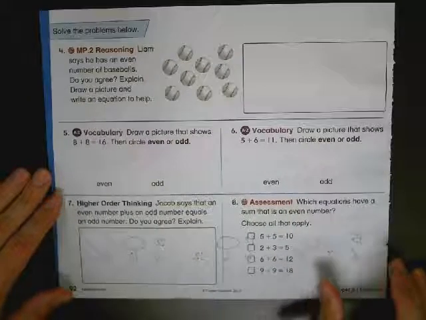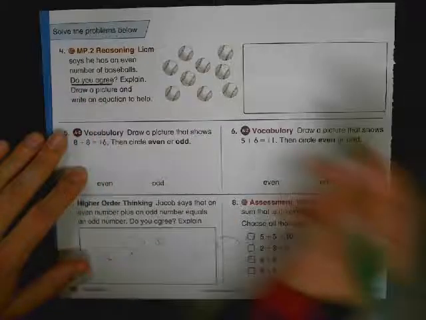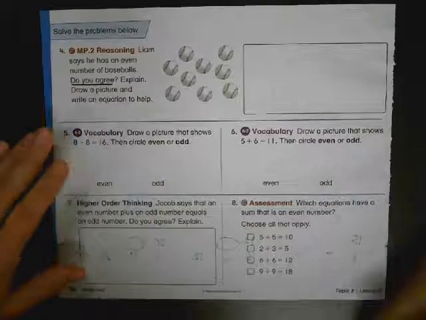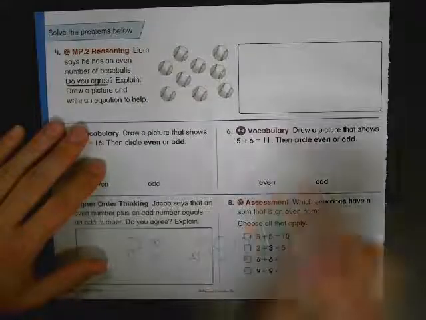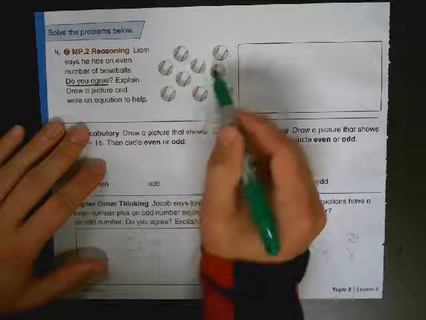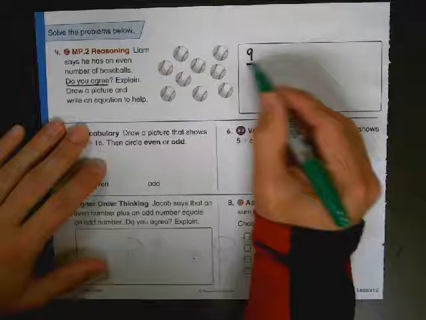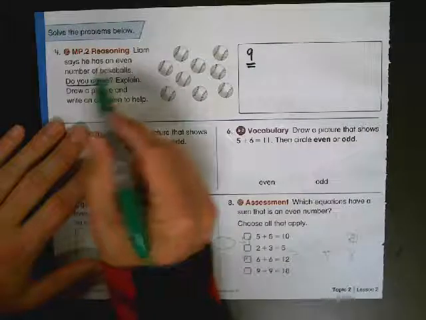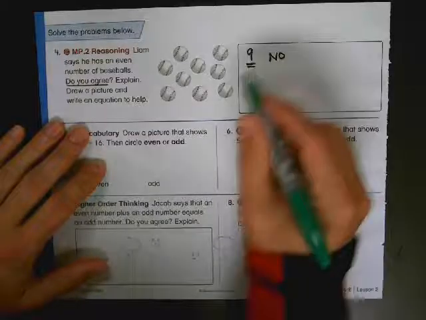All right, reasoning up at the top, it says Liam says he has an even number of baseballs. Do you agree? So when it says, do you agree, that means you're going to write yes or no over here. I practiced this today at school, and your child was practicing this during independent math practice. So, taking a look, 1, 2, 3, 4, 5, 6, 7, 8, 9. We have 9 balls. He says he has an even number of balls. Do you agree? I do not agree. No. Why? Explain and draw a picture.